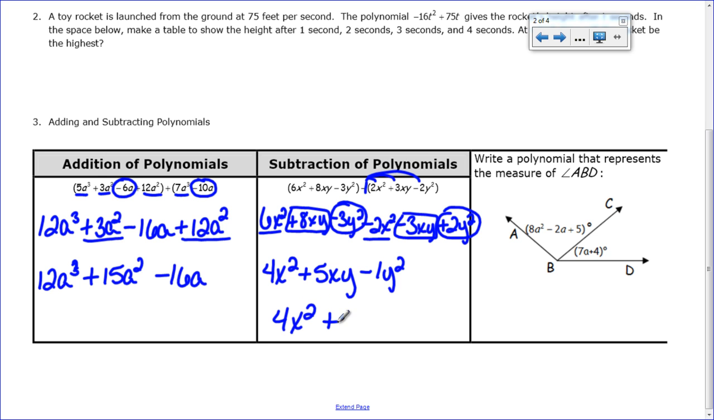You can write it as 4x squared plus 5xy minus y squared. These are the same thing. I don't care if you put the y or if you leave it off, but just know they mean the same thing.